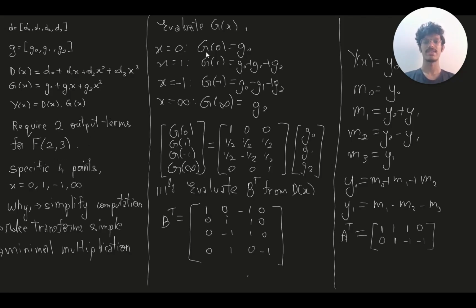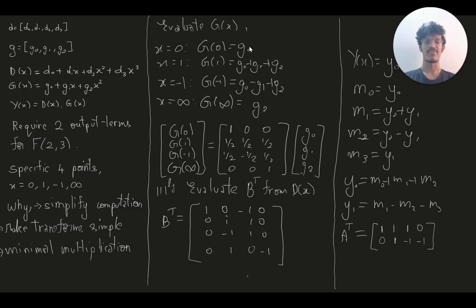Now we compute these values over here. We can see the values are computed at these specific points: 0, 1, -1, and infinity. Why those specific points is to simplify computation and make those transforms simple, with as minimal an amount of multiplication as possible. So after evaluating g of x at these specific points, this is the matrix.